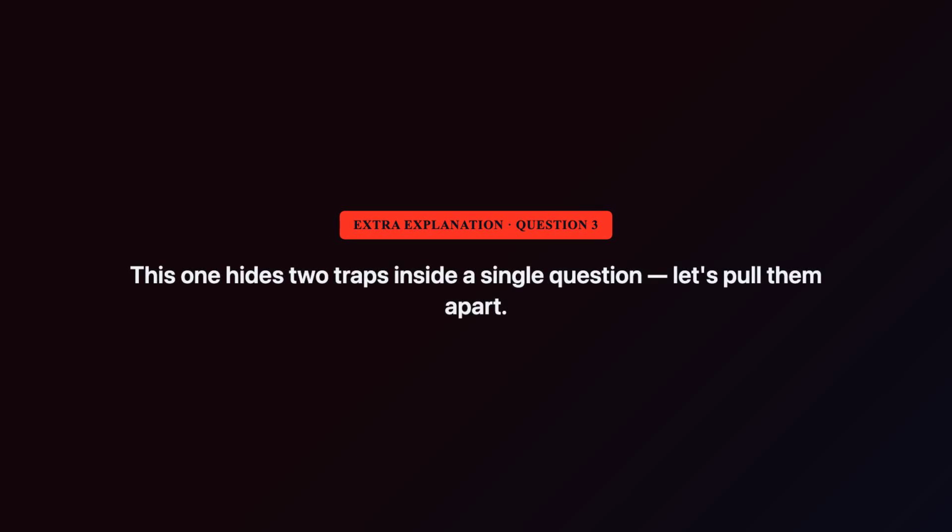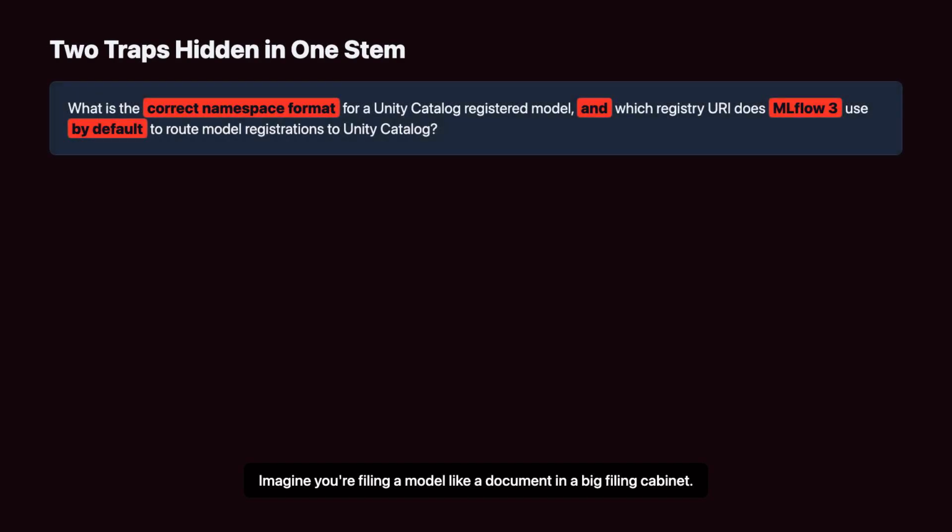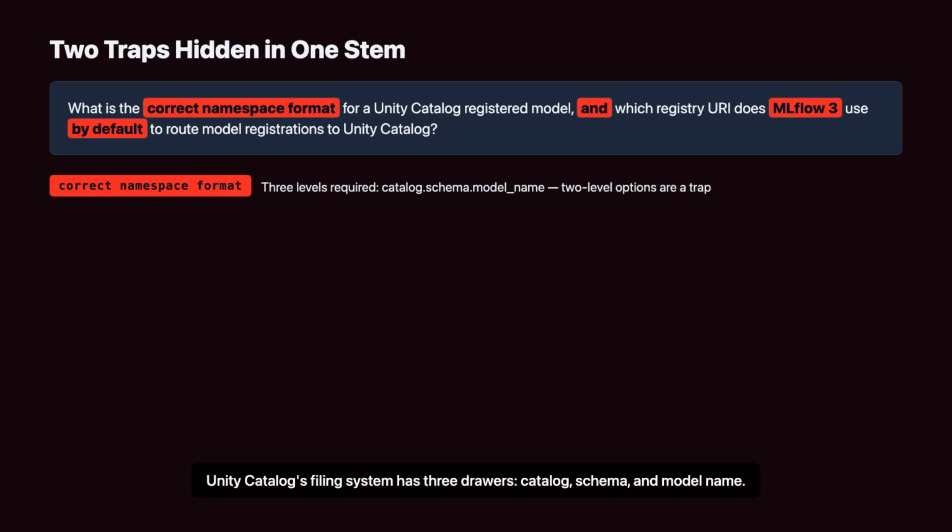This one hides two traps inside a single question. Let's pull them apart. Imagine you're filing a model like a document in a big filing cabinet. Unity Catalog's filing system has three drawers: catalog, schema, and model name. Skip any drawer and the system can't find your file.